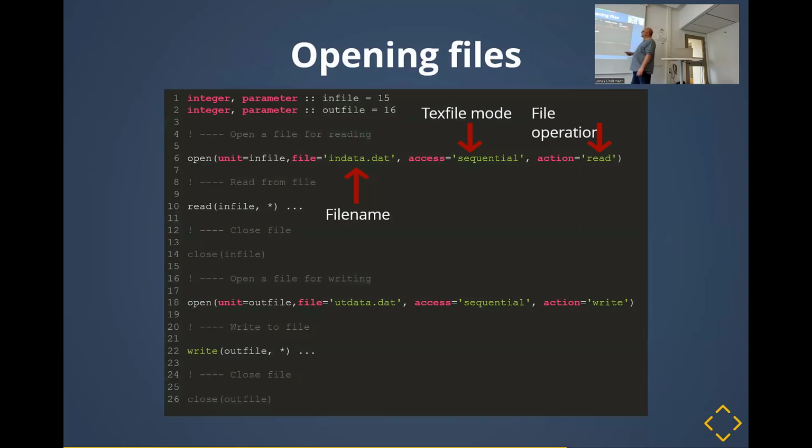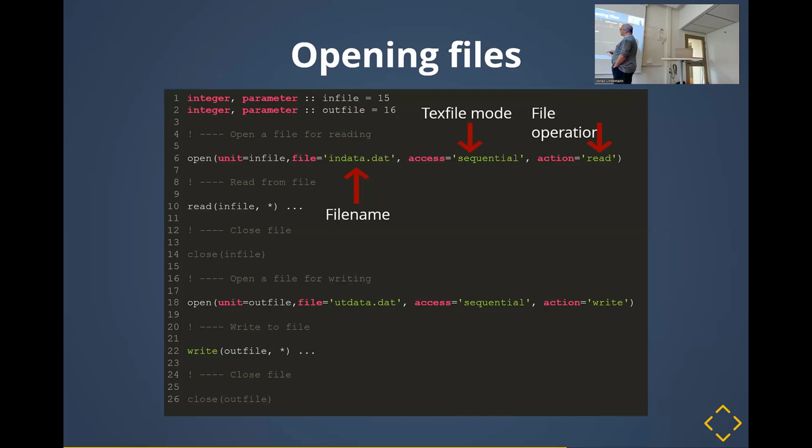Opening a file. Usually when I do file operations in Fortran, I declare constants for my files. In this case, I have my input file with unit 15, out file 16. These can be any numbers. You can put 17, 42, whatever it is. They just have to be unique for each file you want to use. So I use open, and then I specify which unit, the file name, access, text file mode. I want to access them sequentially, and action equals read because I want to read from the file. Then I can use read, and I specify my unit, my in file, and then I read my data here. I close my file.